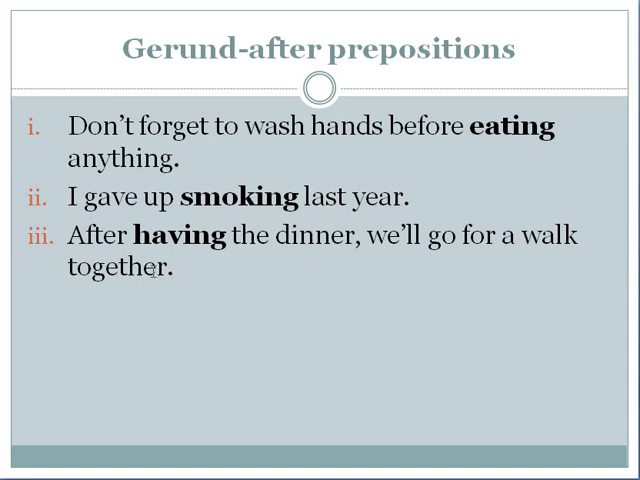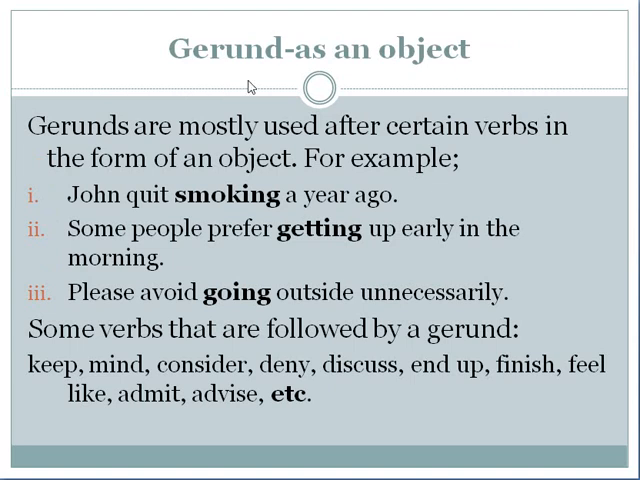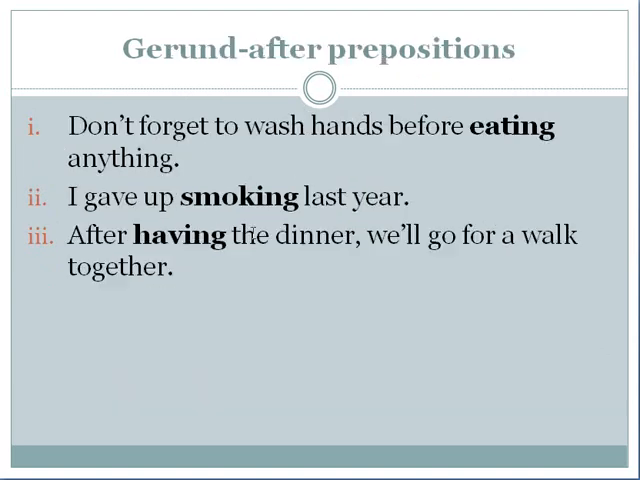I gave up smoking last year. Up is again a preposition and smoking is a gerund. After a preposition you can use a gerund. After having the dinner we will go for a walk together. You should always walk after dinner. After having the dinner. After is a preposition, and here the ing form is called gerund.